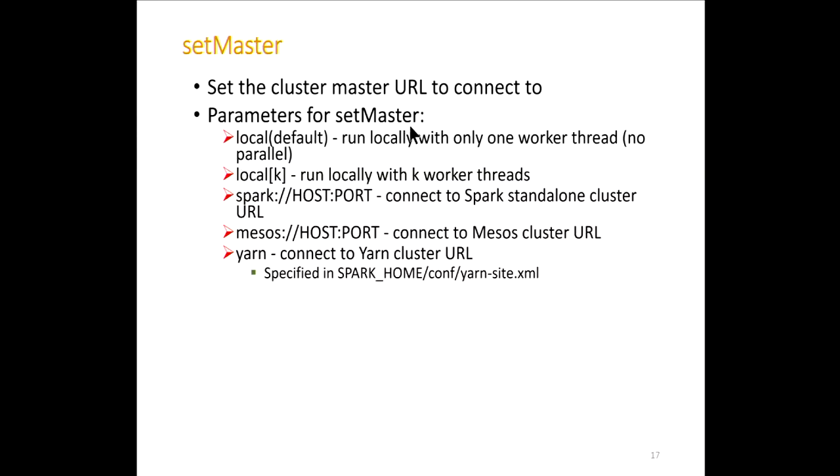If you determine local, then you are going to run with only one worker, one thread. There is no parallel execution. This is for testing purposes, when I want to run Spark locally. If you want to determine how many workers to create, you say local and then, between two square brackets, 3.